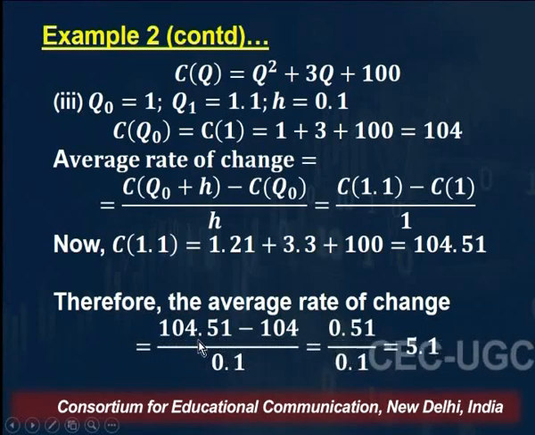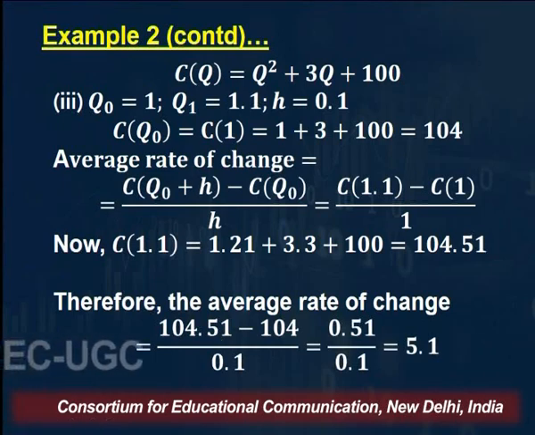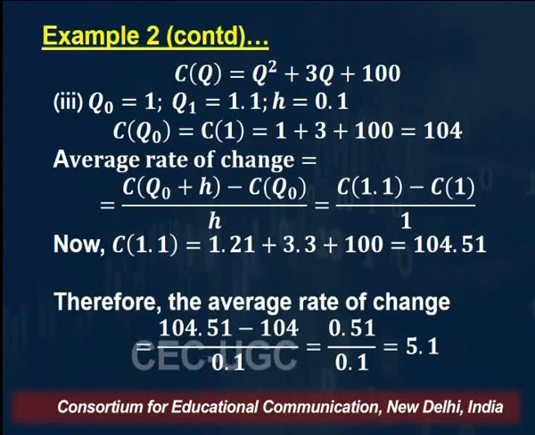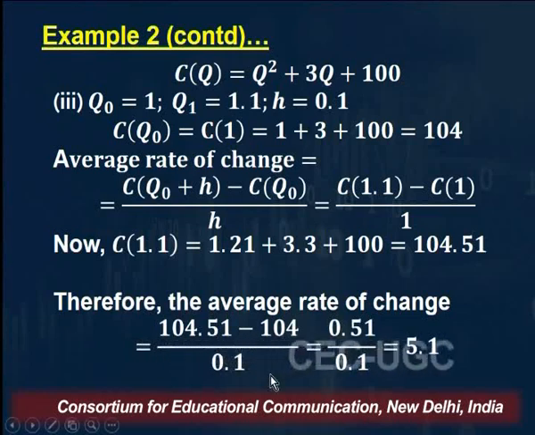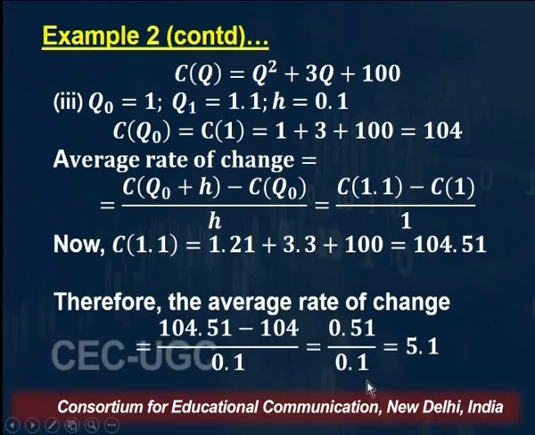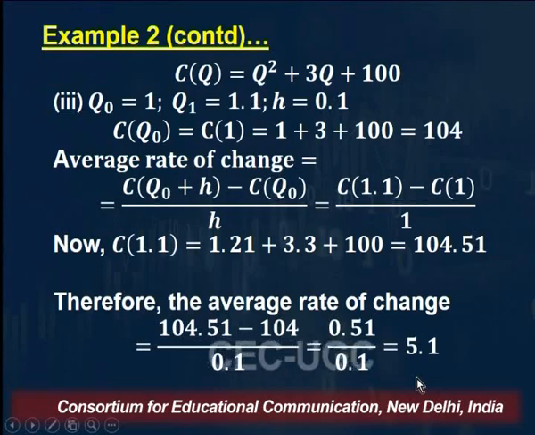So 104.51 is the total cost at Q equal to 1.1, right? Minus 104 divided by 0.1. So that's 0.51 divided by 0.1, which is 5.1. So it's gotten even smaller.